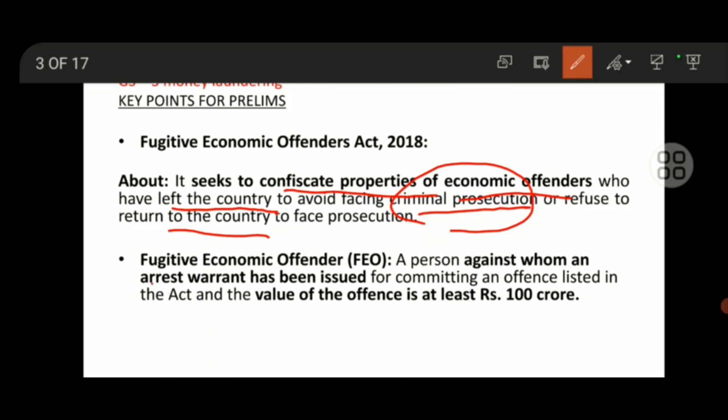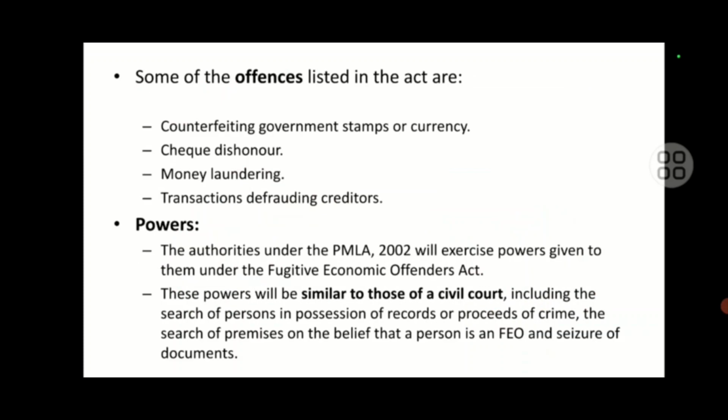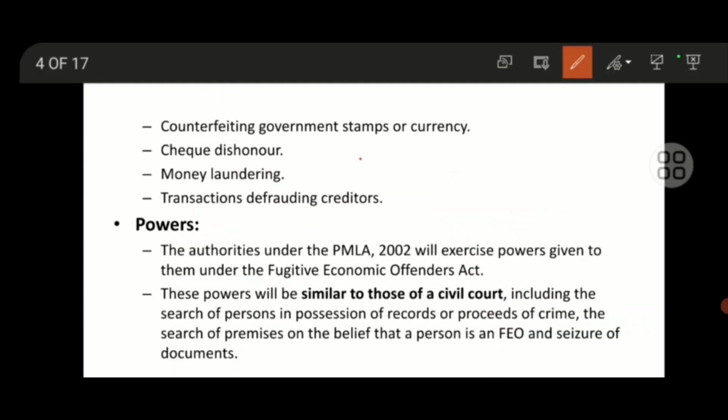A fugitive economic offender means a person against whom an arrest warrant has been issued for committing an offence that is listed in this act, and the value of the offence is at least rupees 100 crore. Like counterfeiting government stamps, cheque dishonour, money laundering, transacting, defrauding creditors, these all come under the fugitive offenders. The authorities under this act will exercise the power given to them under this act. This power will be similar to those of the civil court.